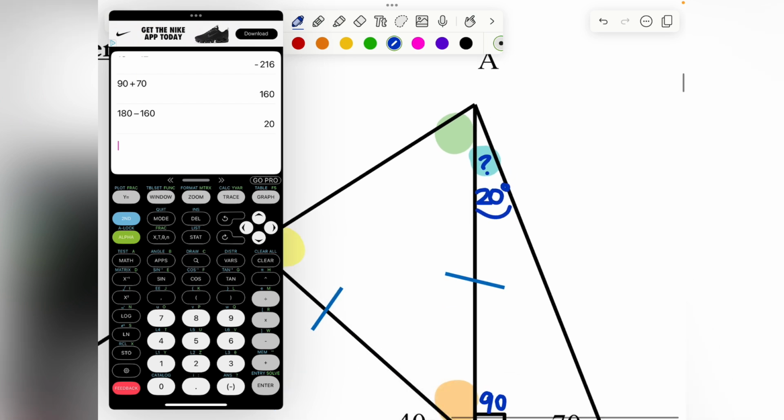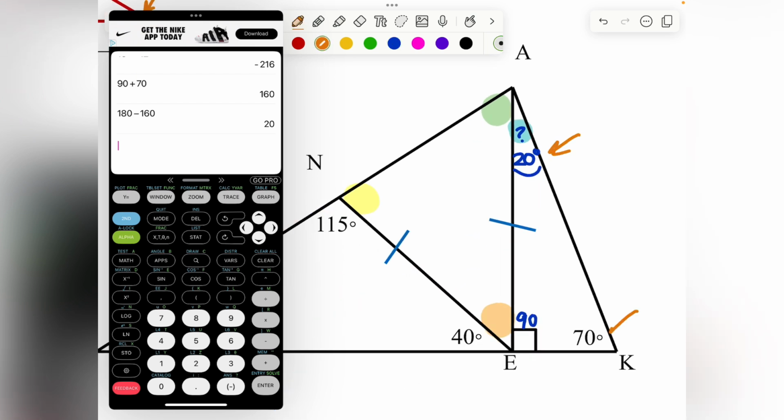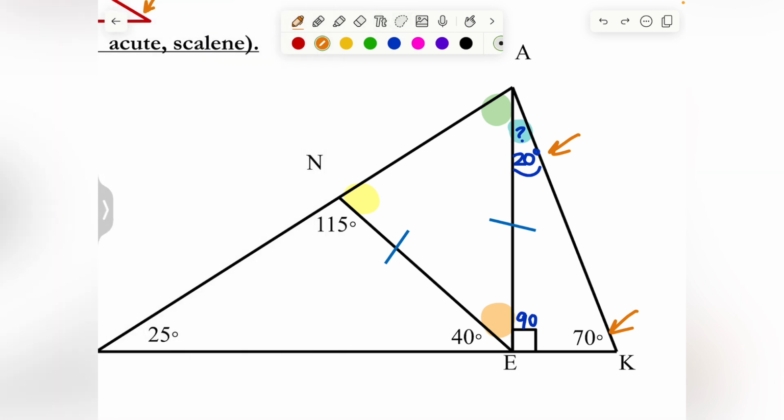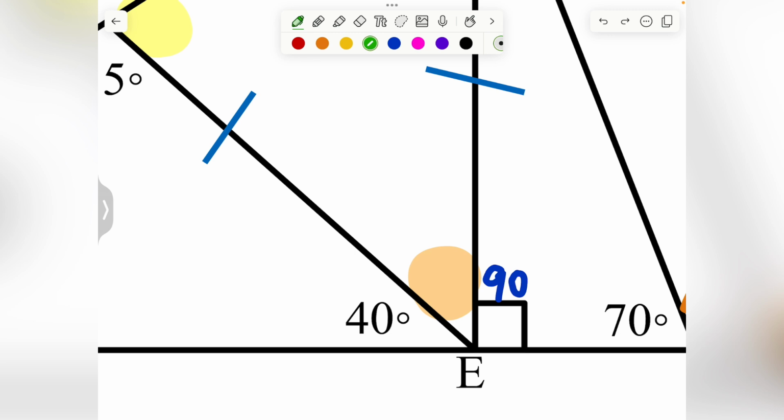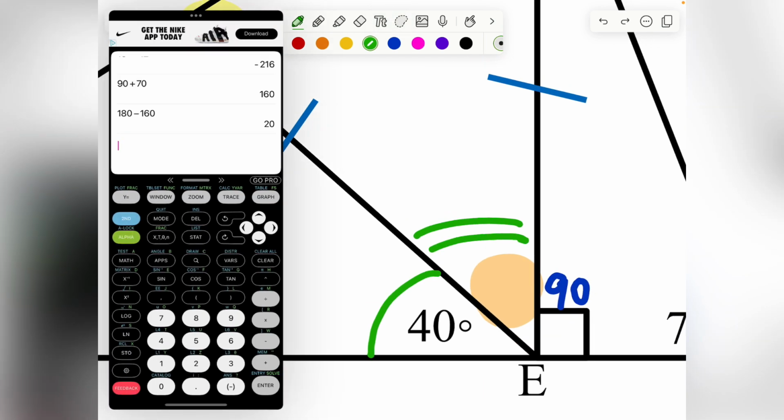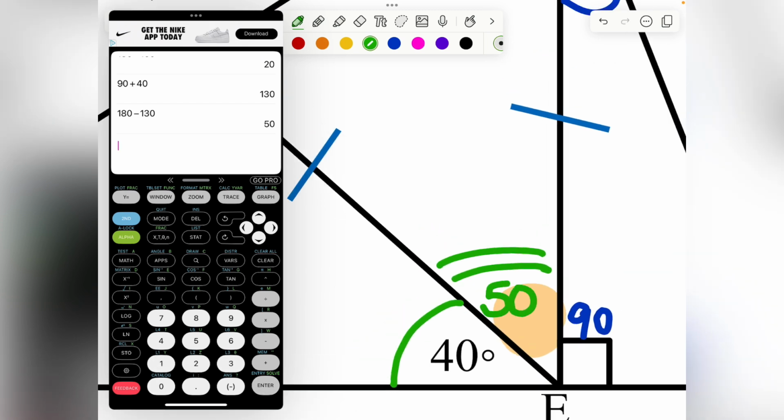Now, another thing I could have done was realize these two angles have to add to 90 since this angle's already 90, and then we would figure out 90 minus 70 is 20. So there were a couple ways to find that angle. Now, the other thing I'm thinking about is that these three angles, the 40, this unknown angle, and the 90, create a straight line. So those three have to add to 180. If I add 90 plus 40, I get 130. And if I do 180 minus 130, I get 50, which is going to be this angle right here.